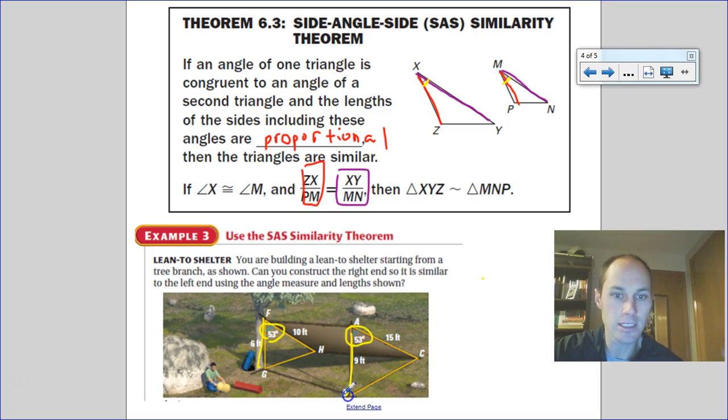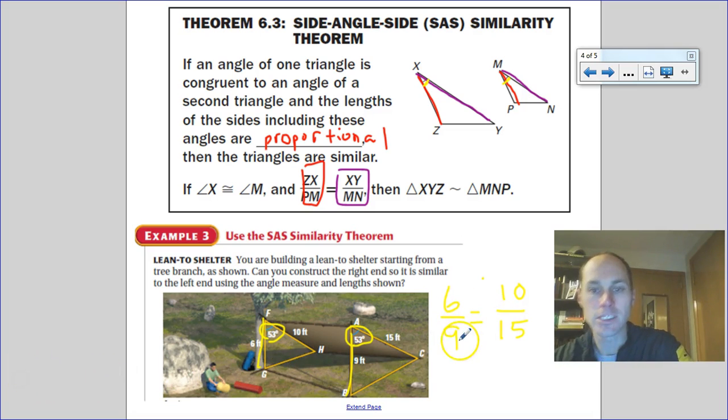So 6 to 9 is the same ratio as 10 to 15. 6/9, divide those both by 3, we get 2/3. 10 and 15, we can divide both by 5 to also get 2/3. So since the two sides are proportional and the included angle is congruent, by side angle side similarity we know that these triangles are similar.